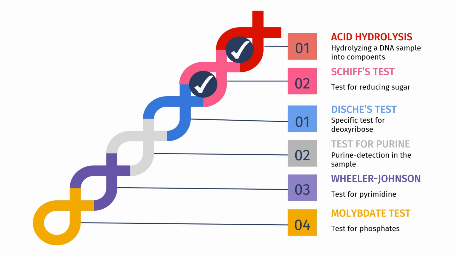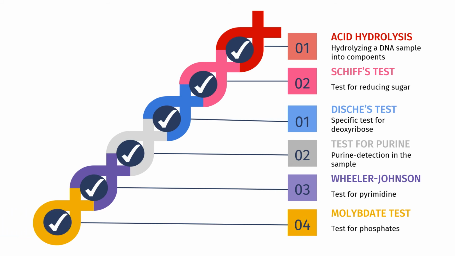If there is some magenta color change, we may move on to the next. Then Dische's test for deoxyribose, whose positive result means a blue color change. Then the test for purines that gives white precipitate. Then Wheeler-Johnson's test for pyrimidine that gives purple precipitate. Then the molybdate test for phosphates that gives yellow precipitate.